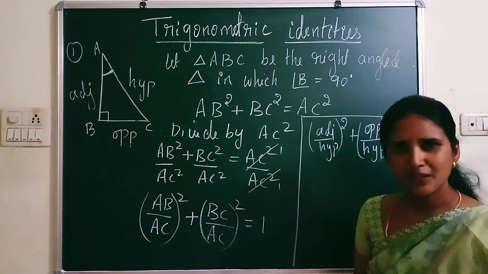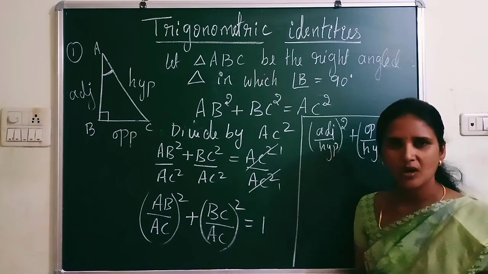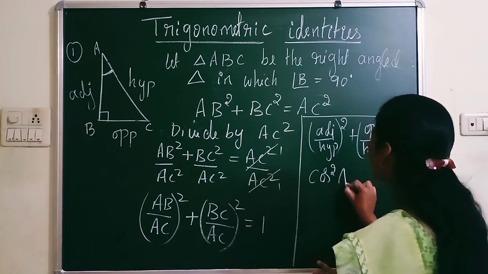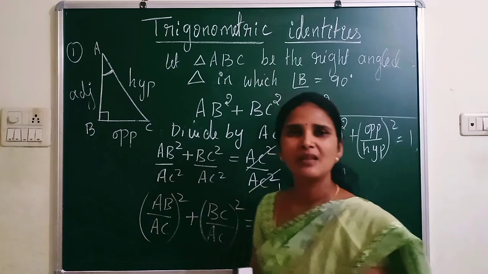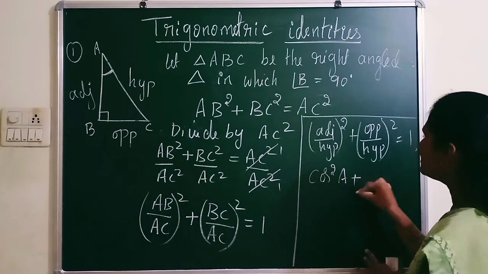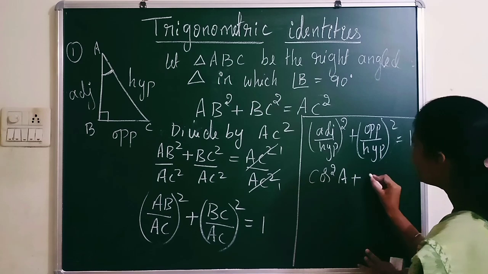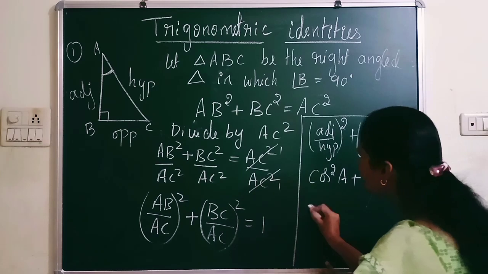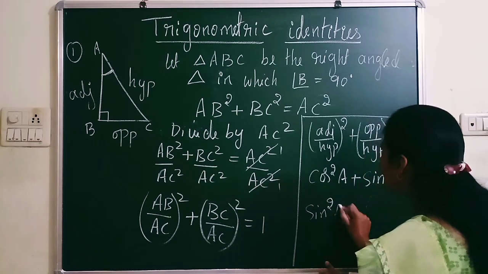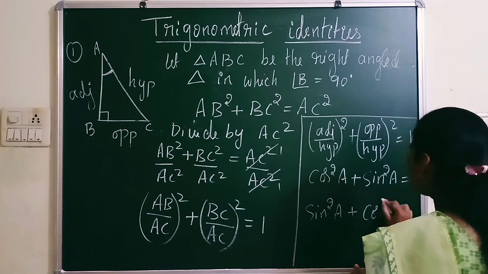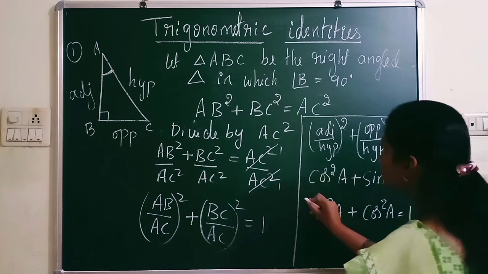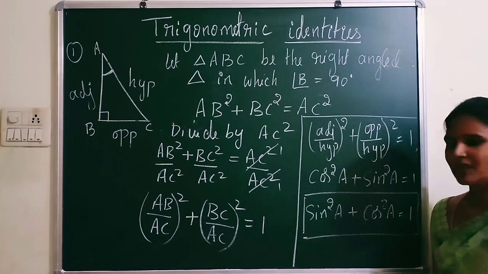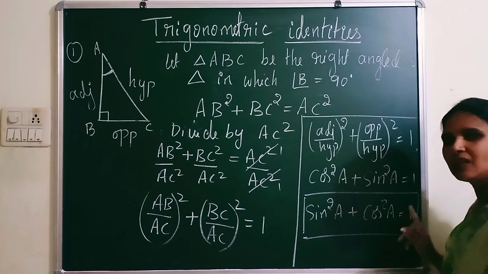Now just recall the trigonometric ratios. Adjacent by hypotenuse is what? Exactly, cos. So cos square A. Why am I taking A? Because the acute angle I am taking as A. So cos square A plus, what is the opposite by hypotenuse ratio? Sin. Sin square A equals 1. So in other words, you can write sin square A plus cos square A equals 1. So this is the proof for the first trigonometric identity, that is sin square plus cos square equals 1.